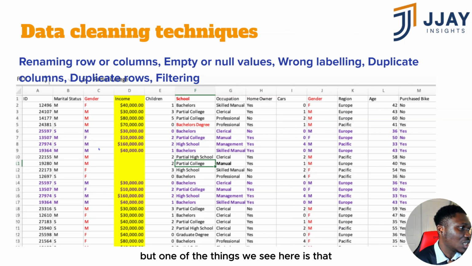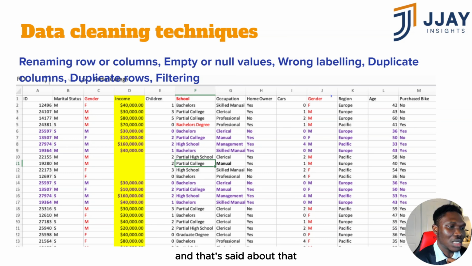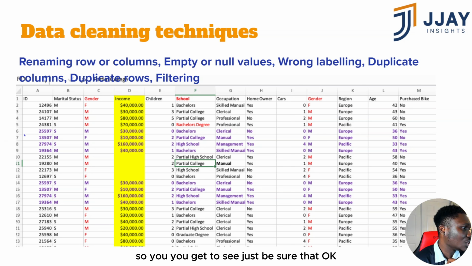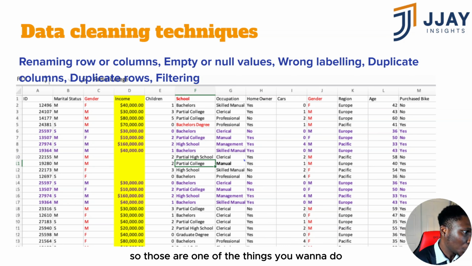But one of the things we see here is that we have a duplicate column. There's gender here and gender here, so you need to delete one of them, and that's that. You would also see if they purchased a bike, you want to be sure that there are no duplicates. If you look at this, 25595, 25595, so this row and this row, they are duplicates, so you need to take away those duplicates. Those are some of the things you want to do.